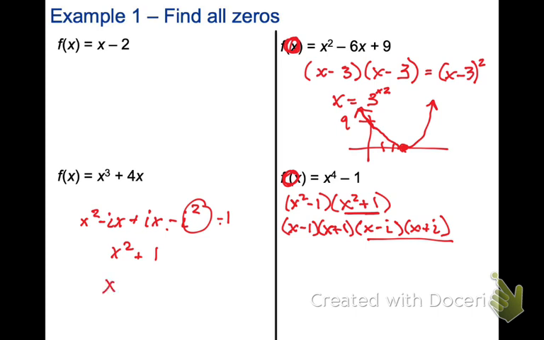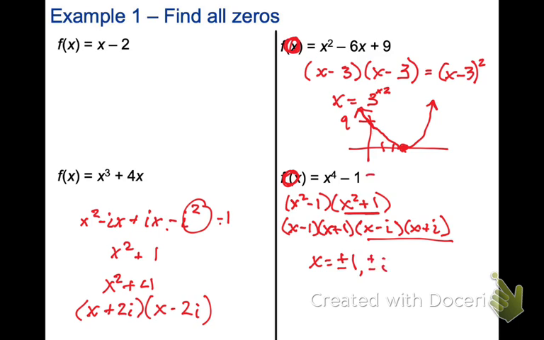So if I had x squared plus 4, that would be x plus 2i and x minus 2i. Okay? So now what are my solutions here? x equals plus or minus 1 and plus or minus i.